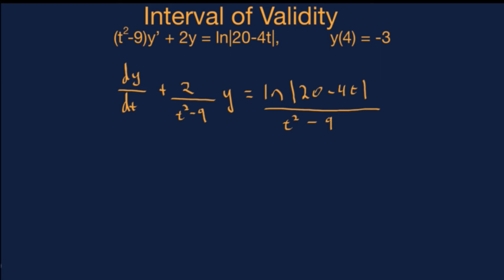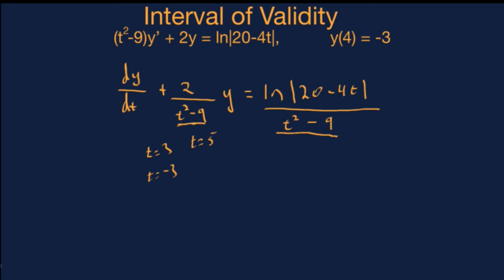Now, as you can see, this function is not continuous when t is equal to positive 3 and when t is equal to negative 3, because at those values of t, the denominator becomes 0. Same thing can be said about this function, but this function is also not continuous when t is equal to 5, because that would give us the natural log of 0, which is invalid.